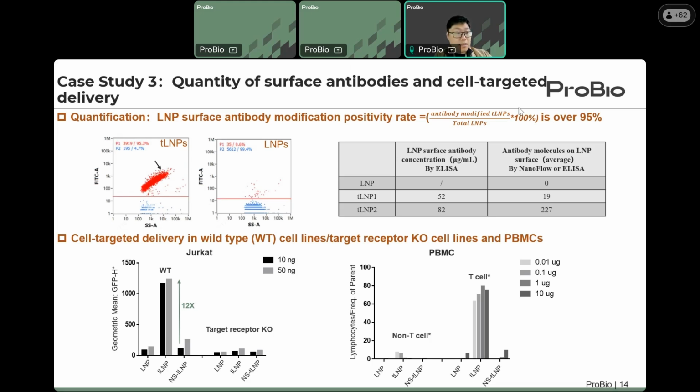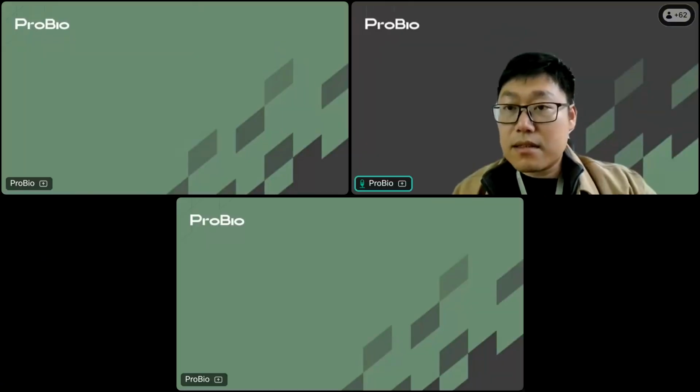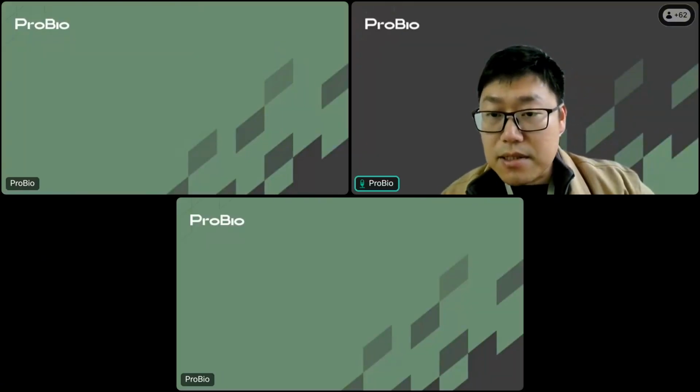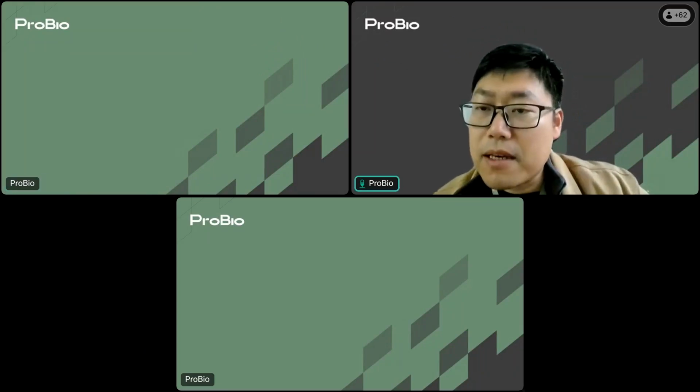Next question: when outsourcing tLNP to ProBio, what are the approximate production scale, cost, and time required? Where can I see the question from the chat box? In the menu on the right, there is a chat. Oh, I see. When outsourcing tLNP to ProBio, what are the approximate production scale, cost, and time required?